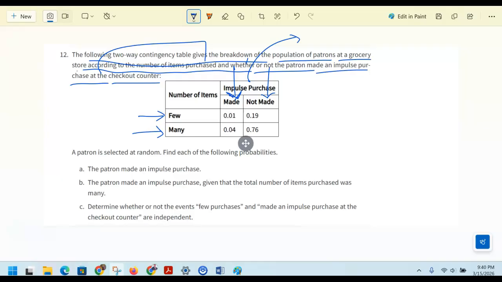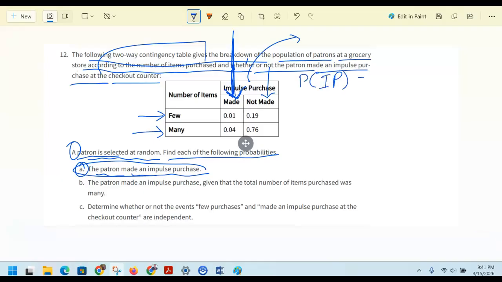So they gave you the probabilities. I wanted to read and comprehend this because I'm making this video, and there's not enough time to do everything. So a patron is selected, and the question is to find the probability that the patron made an impulsive purchase. An impulsive purchase basically means this one. So the probability of an impulsive purchase, you add these two: 0.01 plus 0.04, you get 0.05.